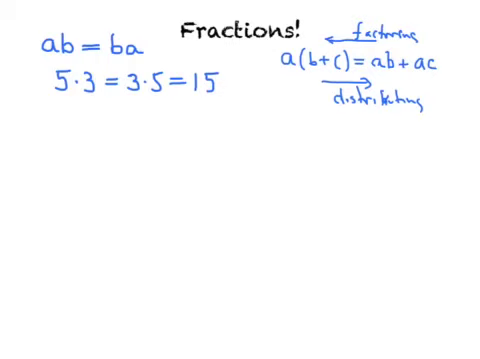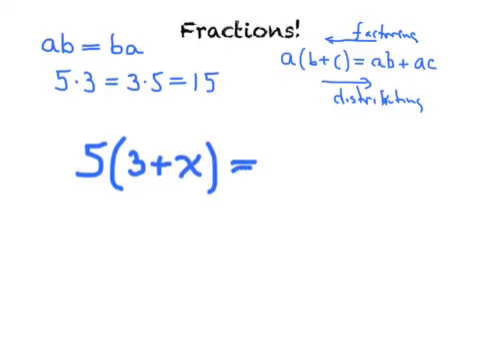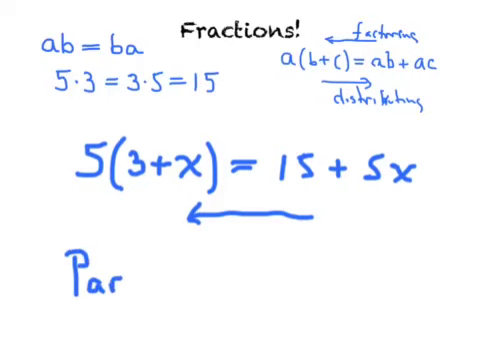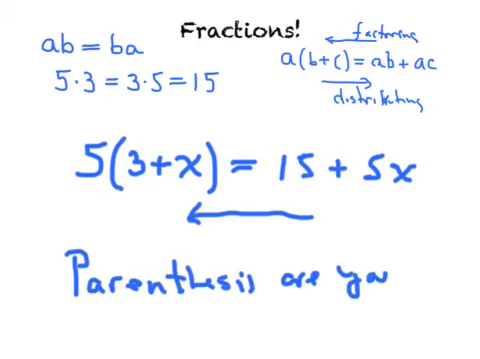Let's try an example here. 5 times (3 plus x) is equal to 15 plus 5x. Now, if we saw 15 plus 5x, we would think, well, 15 is 5 times 3, so I can pull out a 5. And indeed, how you would do that is going this way. Starting with 15 plus 5x, we would end up with 5 times the quantity, in parentheses, 3 plus x. The take-home message here is parentheses are your friend.